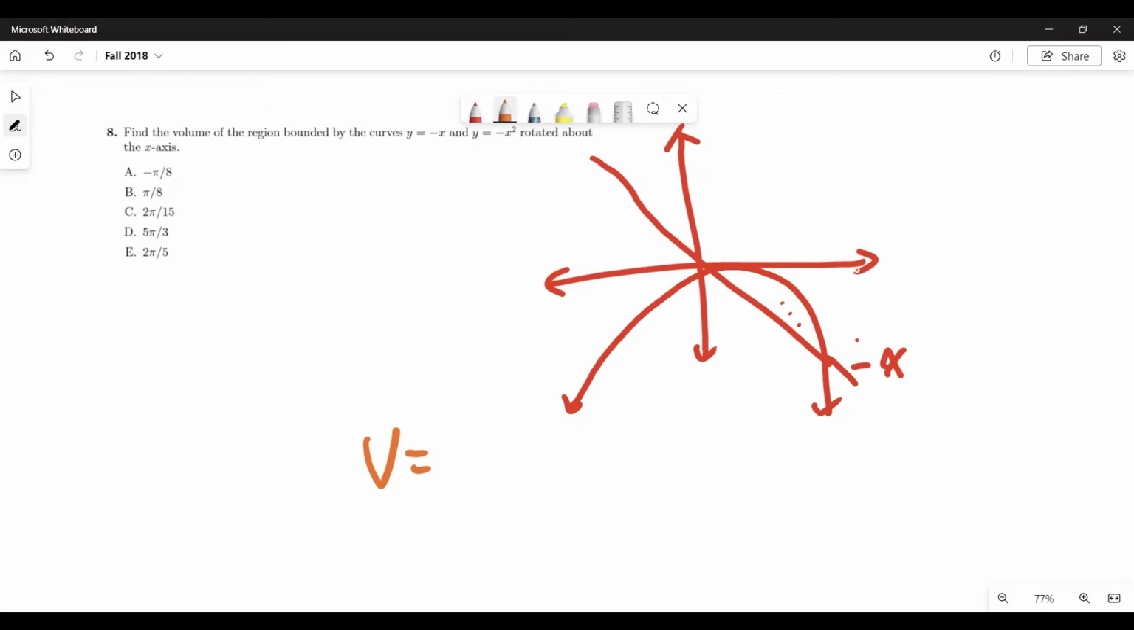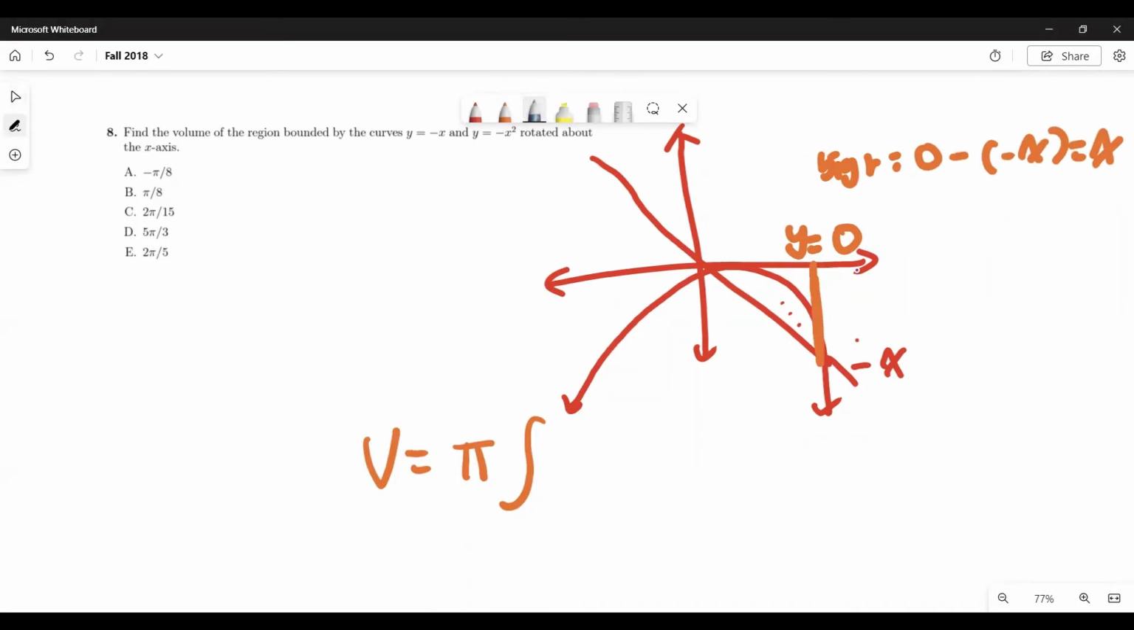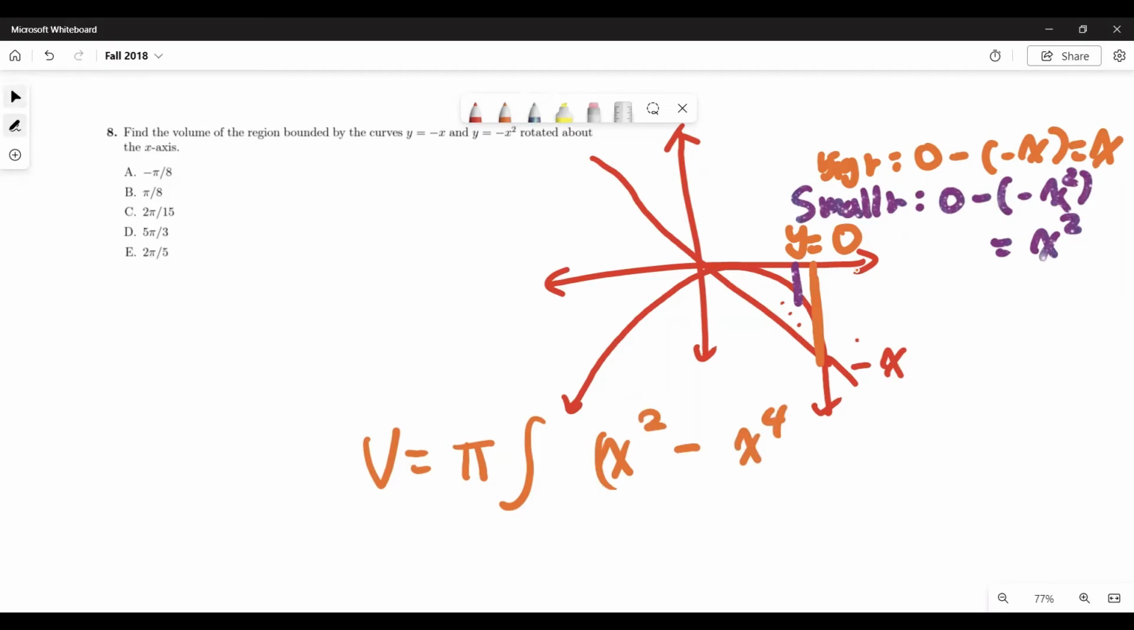This method says volume is pi, and then the bigger radius, which is this line. It's from y equals 0, so 0 minus negative x, so the bigger radius is x. The smaller radius is this one, 0 minus negative x squared, which becomes x squared. So when you do the disk method, you do bigger radius squared minus smaller radius squared: x squared minus x to the 4th, dx.